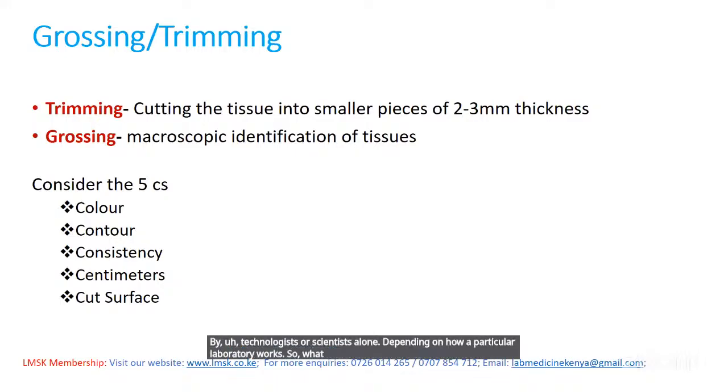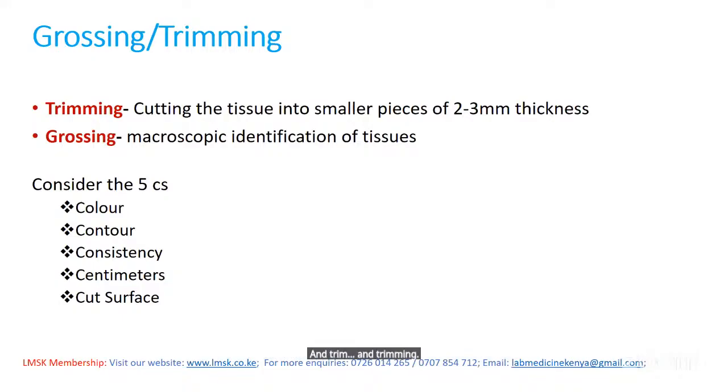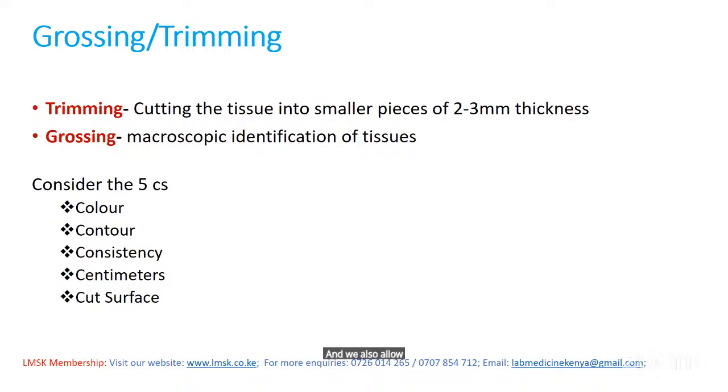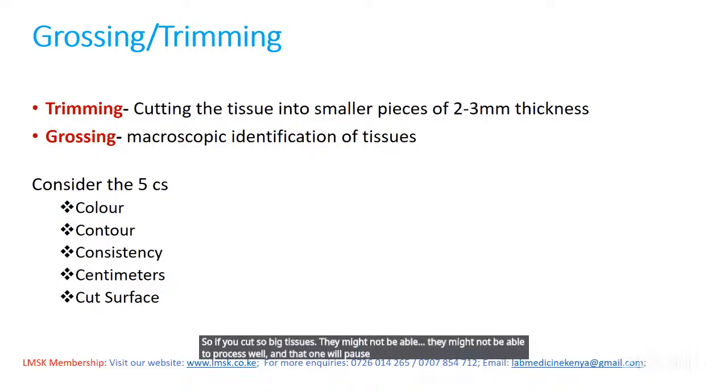So what is grossing? This is just the macroscopic identification of tissues, and trimming is the cutting up of the tissue into smaller pieces of 2 to 3 millimeters thickness. This thickness is very important because we advocate for 2 to 3 millimeters so that the tissue can fit into the cassettes normally used for processing, and also allow the reagents used in processing to penetrate evenly inside the tissues. If you cut tissues that are too big, they might not process well, and that will cause problems in later stages, maybe microtomy, sectioning, and even staining.